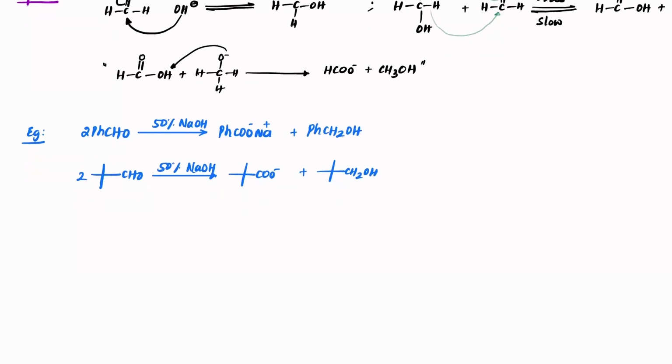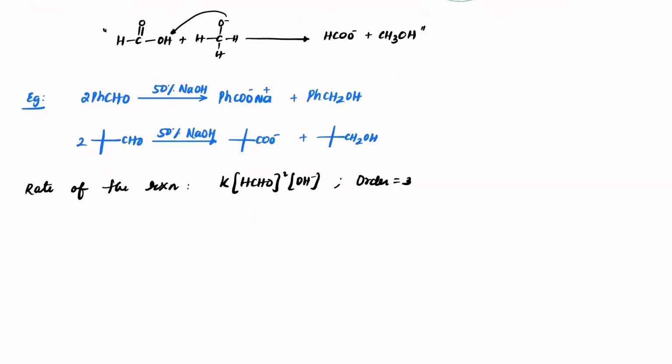Now, if you go back, what is the rate of the reaction here? The rate of the reaction depends upon 2 moles of aldehyde and 1 mole of OH minus. So this is the rate, and the order of the reaction is 3. Now, because in the rate determining step hydrogen is moving out, the rate for hydrogen will be greater than deuterium, greater than tritium.